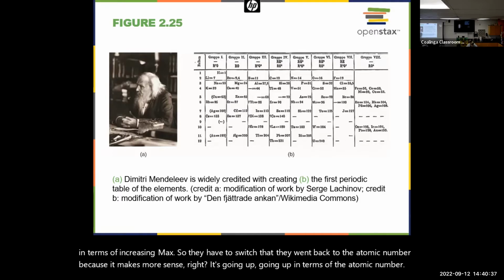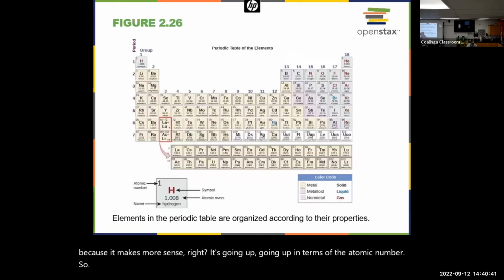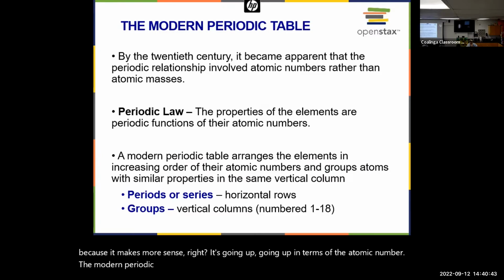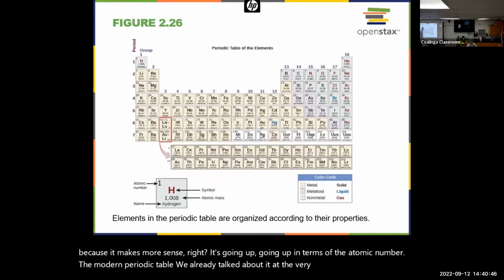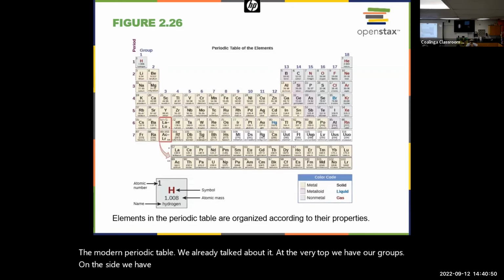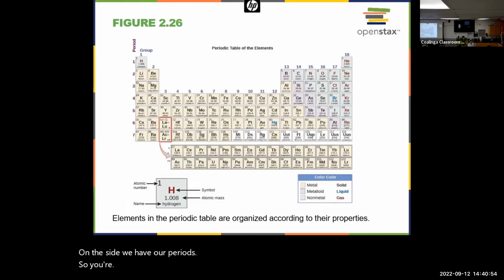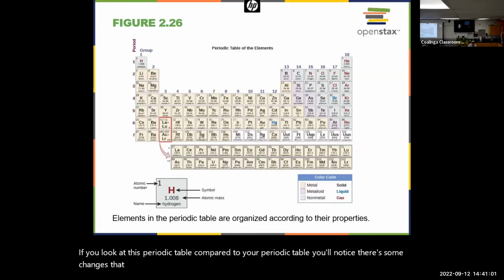So the modern periodic table, we already talked about it. At the very top, we have our groups. On the side, we have our periods. Okay, so if you look at this periodic table compared to your periodic table, you'll notice there's some changes that have occurred, particularly in this area, right?